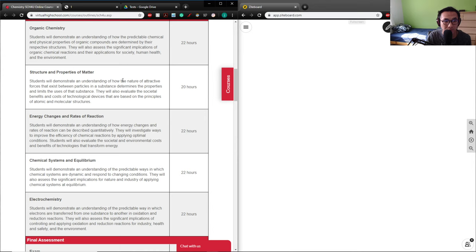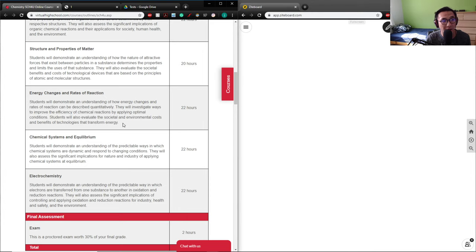Unit three is energy changes and rates of reactions. We're looking at enthalpy and Hess's law and how energy is converted in exothermic reactions, which release heat, or endothermic reactions, which absorb heat. We're talking a lot about energy changes. It's a bit more math based in this case, but I'll guide you along.